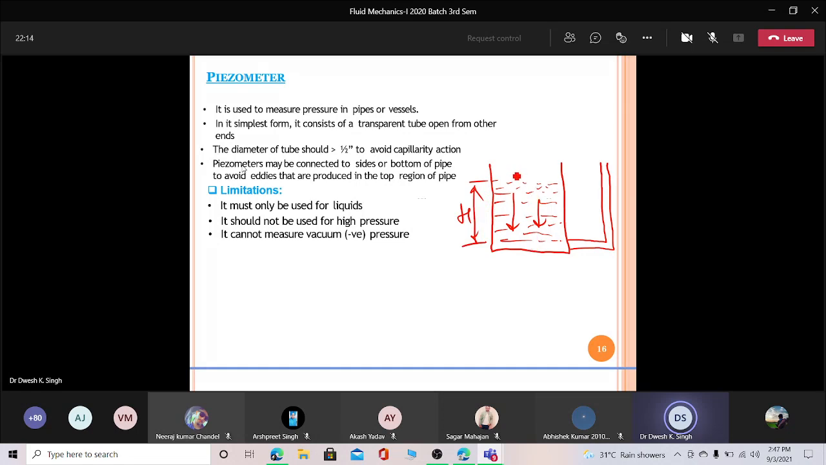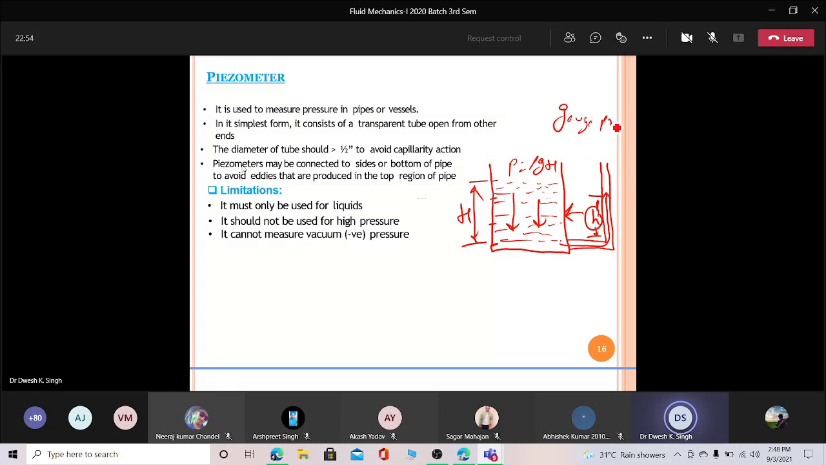obviously we will have P equal to rho g h, and due to this pressure there will be some rise in the liquid height in this tube. So this may rise up to h. This rise in h depends on the pressure inside the container. At this level the pressure will be different, at this level the pressure will be different, and at this level too. And the reading of the piezometer is the gauge pressure.